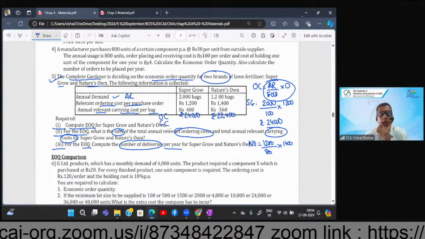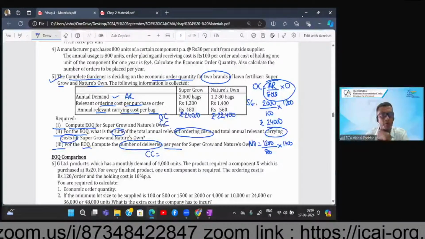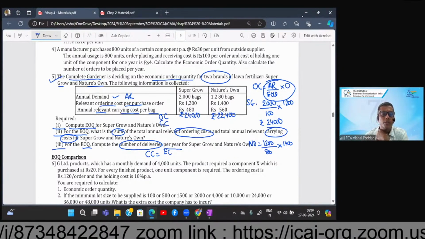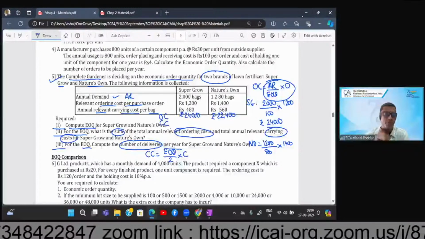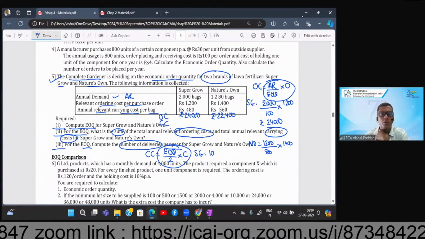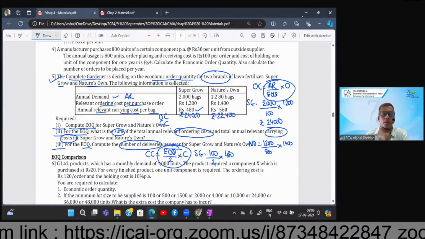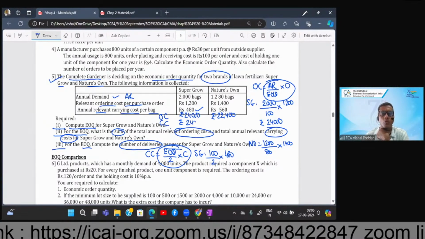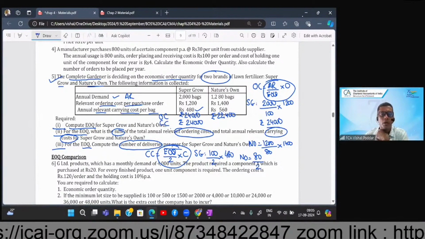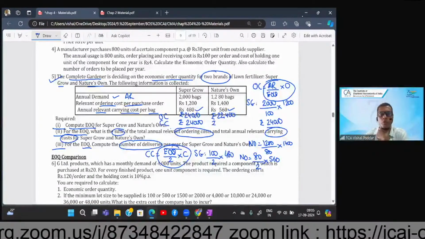Now, for the carrying cost formula, we need to find out average stock. Average stock is by the formula order size, which is EOQ, upon 2 into C. Now, this is the formula. For Super Grow, EOQ was 100 bags upon 2 into carrying cost of 480. How much does it come to? 24,000. Similarly, for Nature's Own, our EOQ was 80 bags upon 2 into 560. So how much does it come to?